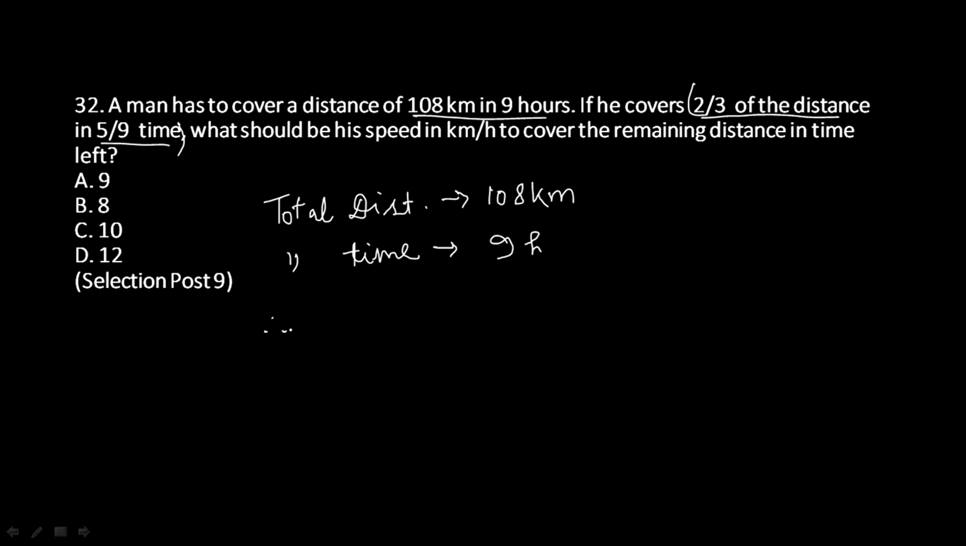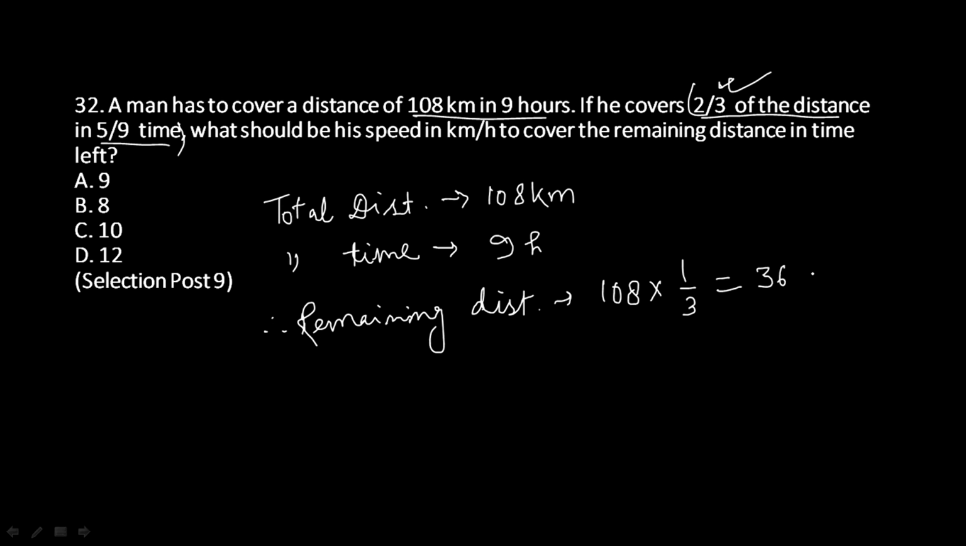Clear? So what is the remaining distance? Two-thirds is covered, so one-third remains. One-third is how much? 36. And remaining time: 5/9 of the time has gone, so 4/9 remains. 4/9 means 9 hours into 4 by 9. So it is 4 hours.